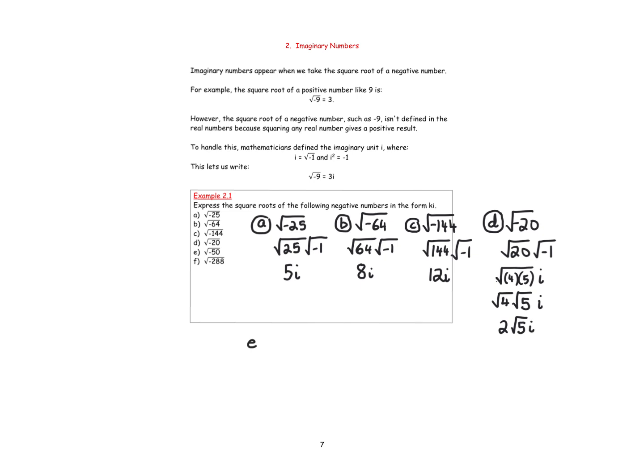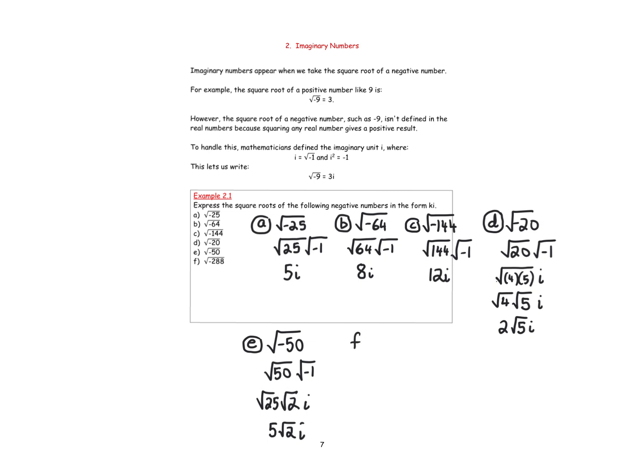E is very similar to D. We have the square root of -50. That can change to the square root of 50 multiplied by the square root of -1. The square root of 50 can be rewritten as the square root of 25 multiplied by the square root of 2, and the square root of -1 can be i. The square root of 25 can be written as 5, and then the square root of 2, i.